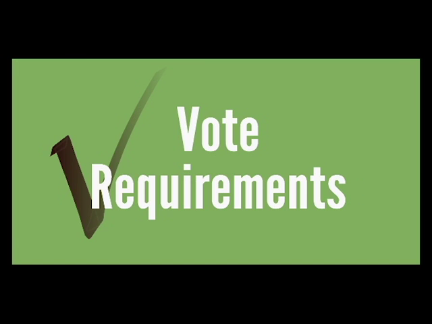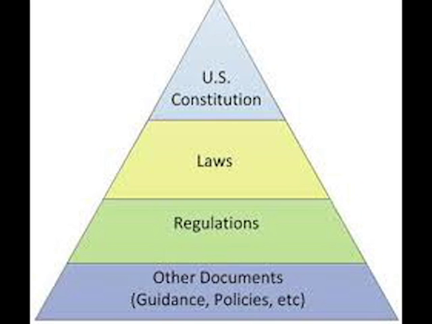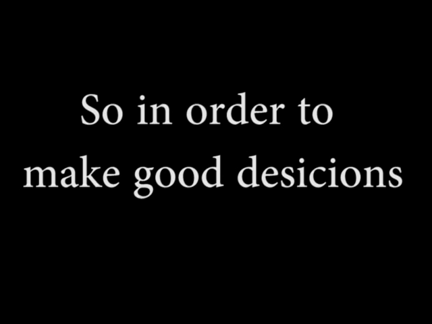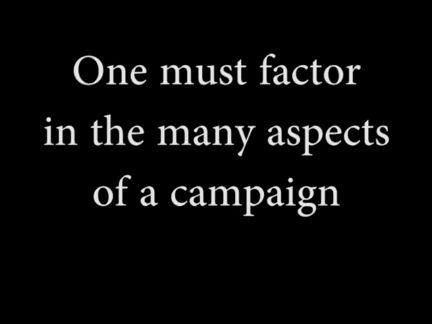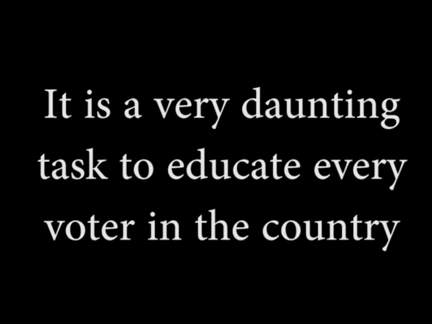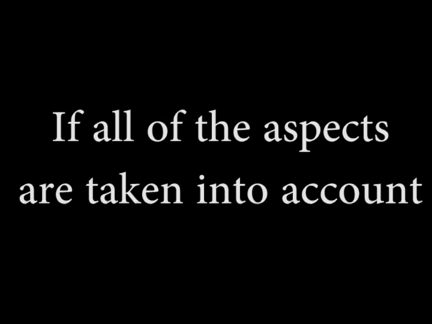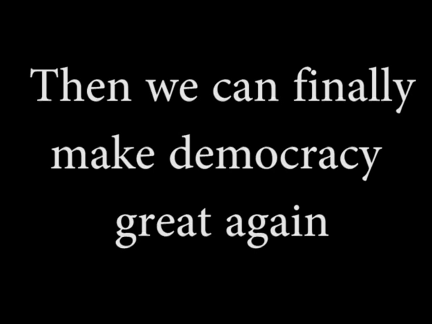Once you've fulfilled these requirements, you are able to vote for things like President of the United States, other congressmen, or laws or things that are more specific to your area. So, in order to make good decisions, one must factor in the many aspects of a campaign. One must also be as educated as possible when voting. It is a very daunting task to educate every voter in the country, but we can all benefit from this, no matter which party we vote for. If all of the aspects of voting are taken into account, then we can finally make democracy great again.